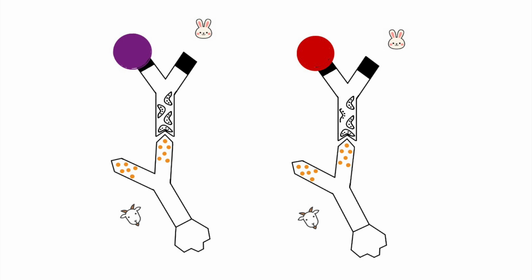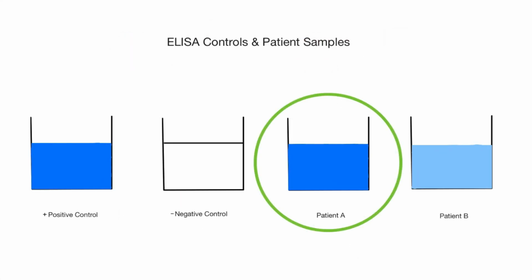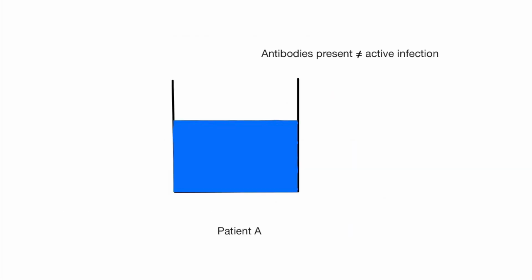The orange dots represent the enzyme linked to the secondary antibody, and when substrate is added later, that enzyme is the reason for the color change to signify a positive result. A blue color in an antibody ELISA means that antibodies are present, but not necessarily that the infection is active. Antibodies can persist in the bloodstream for weeks or months after recovery.